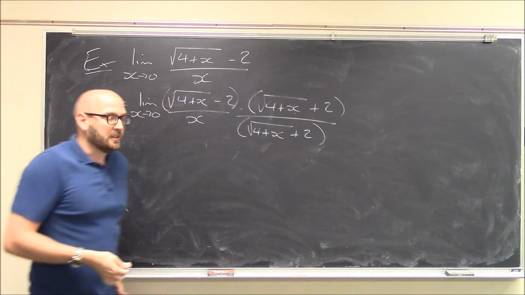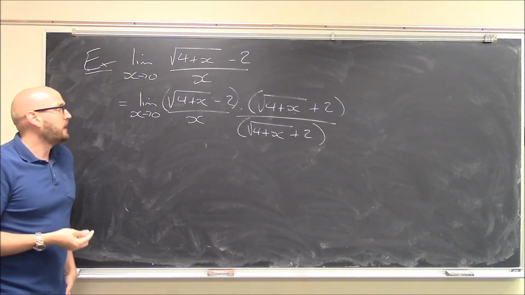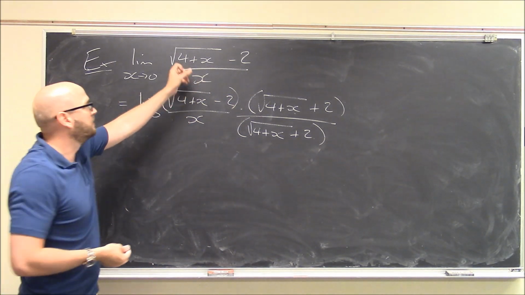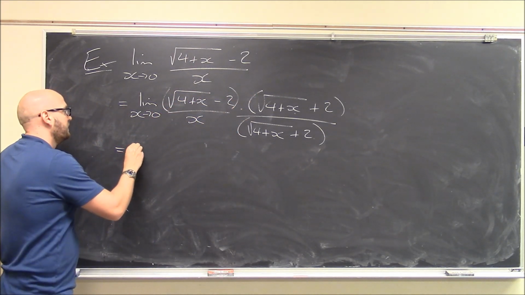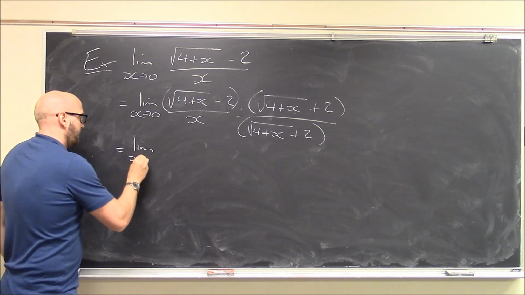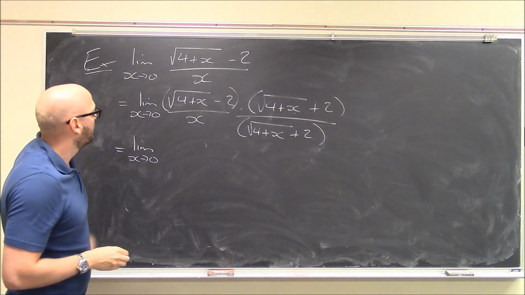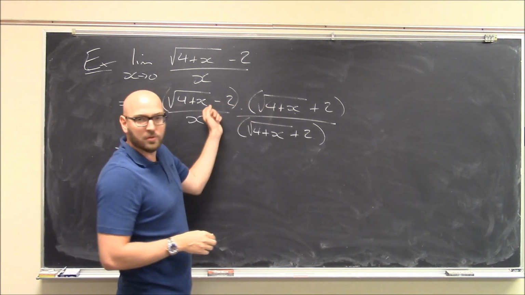This rationalization trick tends to work really well, especially for limits that look like this, if you've got a square root plus or minus something. So we're going to rationalize the numerator. And what do we get? Up top, this is a difference of two squares factorization.